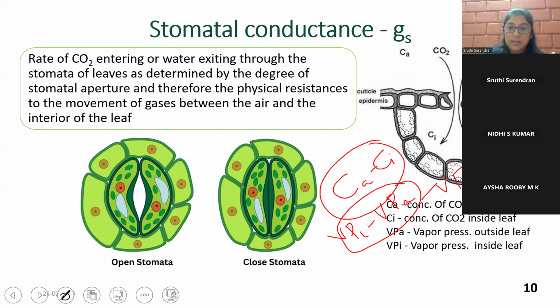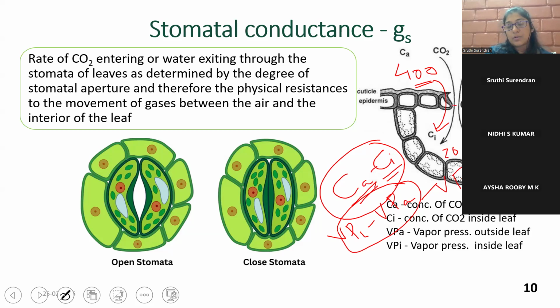Now, why did I put Ca first and Ci second? So Ca is the atmospheric carbon dioxide concentration. So whatever is the atmospheric carbon dioxide concentration, if it is say equal to 400 and the carbon dioxide concentration inside is equal to something like 20 over here, then the carbon dioxide is going to move from the higher concentration to the lower concentration. So in general, this concentration gradient won't reach up to this level. In case it reaches that level, the stomata is going to close and there is no carbon dioxide going to enter.